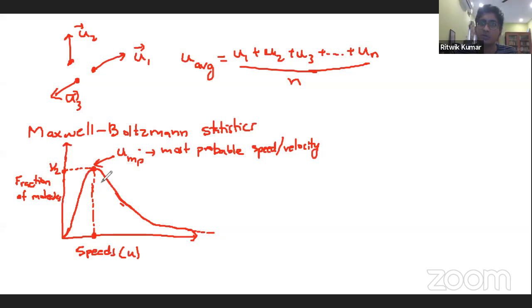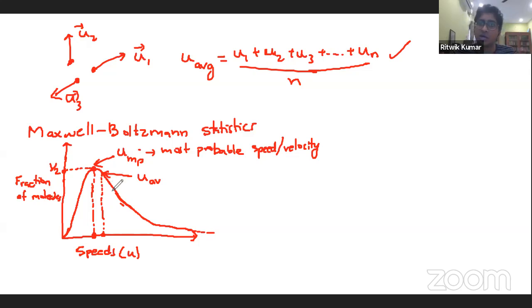Now we have two other speed terms that we are interested in. We have the average speed, which, as you have calculated, is just the normal average. The most probable speed is based just on the probability distribution function. When we did experiments on this, we found that the average speed is higher than the most probable speed, but it is associated with a lower fraction of molecules.